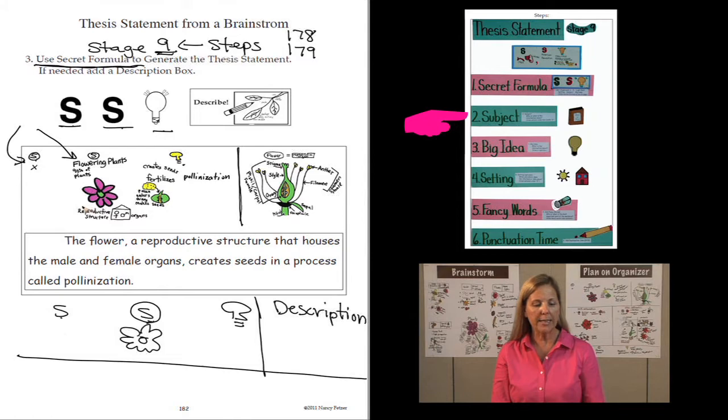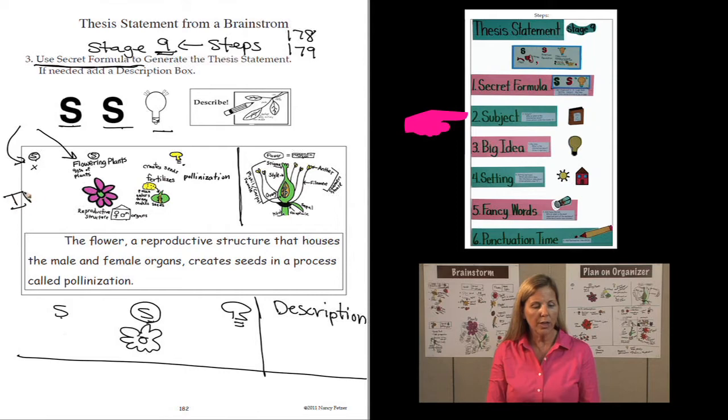Underneath it, we added something, and that's so that we could have an appositive. That's where you take the subject and then you're telling more about the subject. In this case, we said a flower. Can you tell me a little bit more about a flower? It's a part of a plant, but it's a reproductive structure in which it houses the male and female organs.